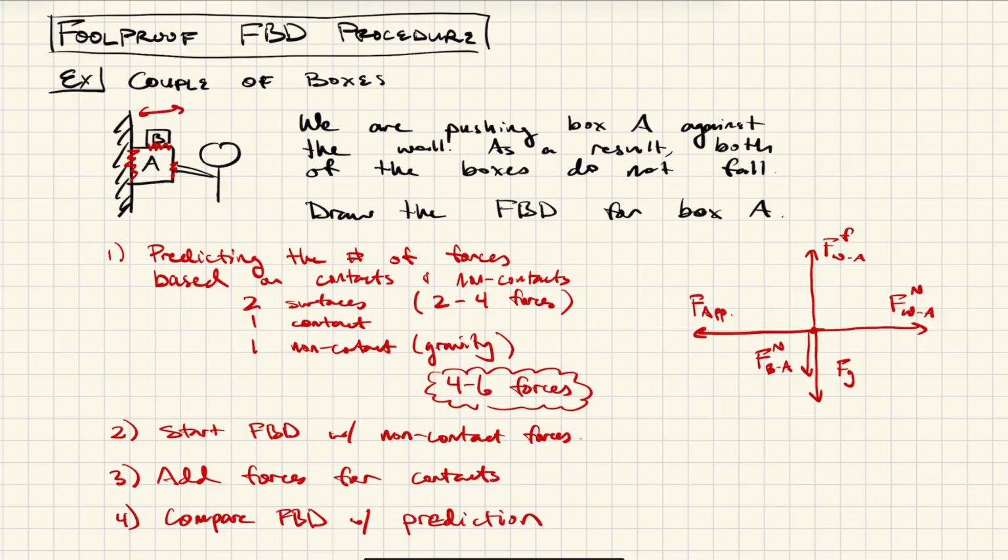So in this case, right, we predicted somewhere between 4 and 6 forces. Maximal, there should be 6 forces, right? But we figured out that there's no frictional force for this surface contact. And so we expect that there should be 5 forces here. And so if I look at my free body diagram and I count 1, 2, 3, 4, 5, we're all good here.